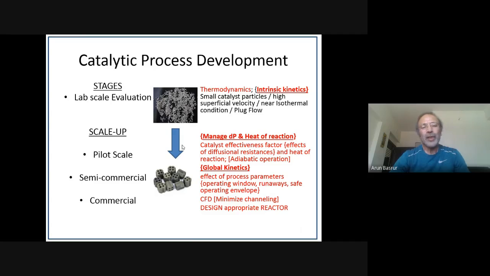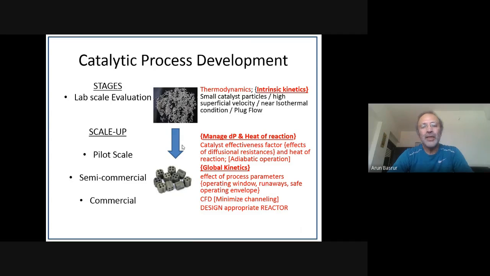Once you have this data, you need to go to the commercial plant. Unfortunately, when you have to use the catalyst commercially, it is not possible to use catalysts as such small or such fine particles, which are of the order of less than 0.5 millimeter in size. It will result in unmanageable pressure drop and unmanageable dissipation of heat of reaction or heat transfer within the reactor. So essentially, when you use the catalyst on a commercial scale, you have to use significantly larger catalyst particles.